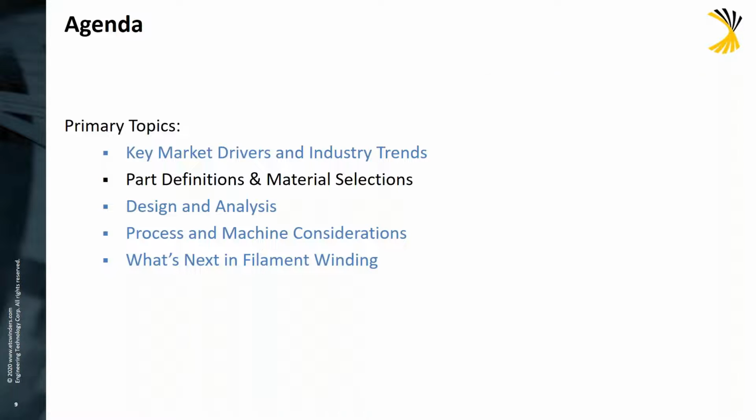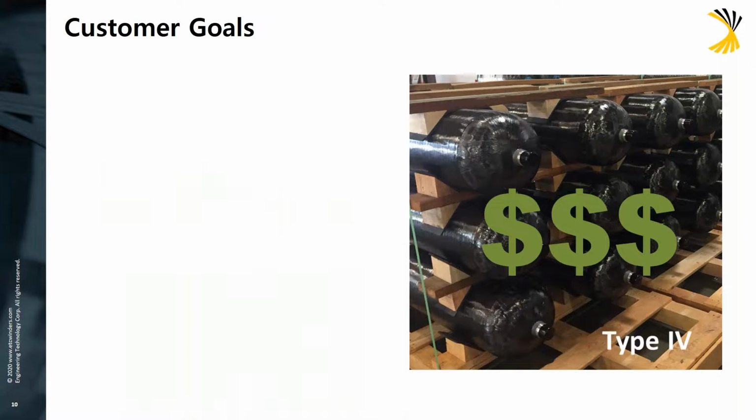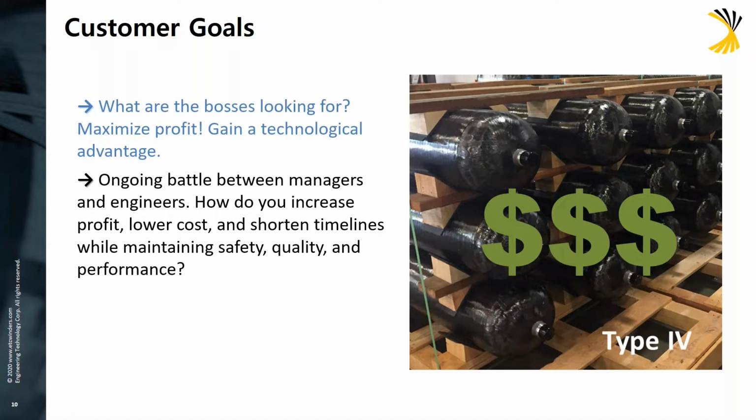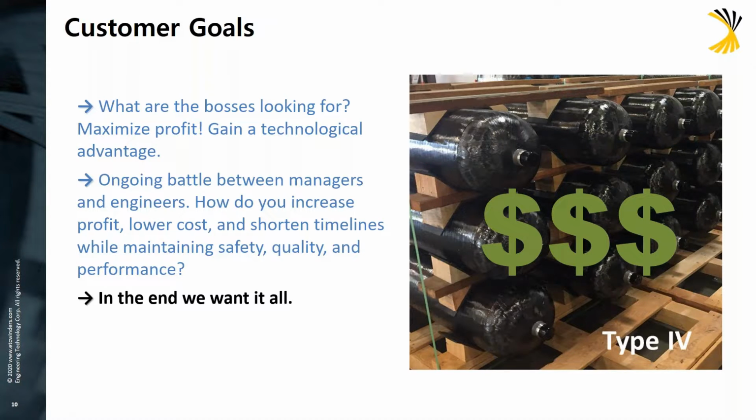Moving on to part definitions and material selections. We've, again, worked with a lot of customers, and all of those customers have had goals. Most of the time it relates back to what the boss is looking for. We want to maximize profit, or we want to gain a technological advantage. And that has kind of spurred the ongoing battle between managers and engineers. How do we increase profit, lower cost, and shorten lead times while still maintaining safety, quality, and performance? In the end, we want it all.